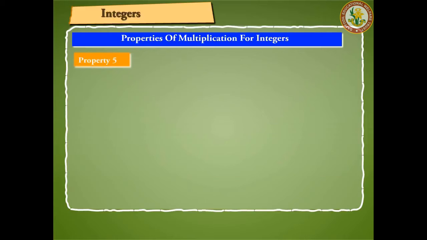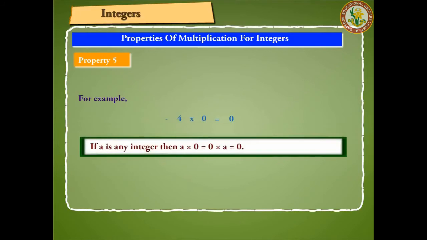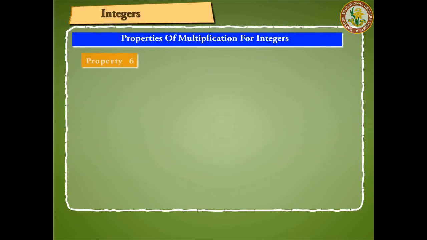Property 5. Let us multiply an integer by 0. For example, -4 × 0 = 0. Thus, the product of any integer by 0 is 0. Hence, if a is any integer, then a × 0 = 0 × a = 0.